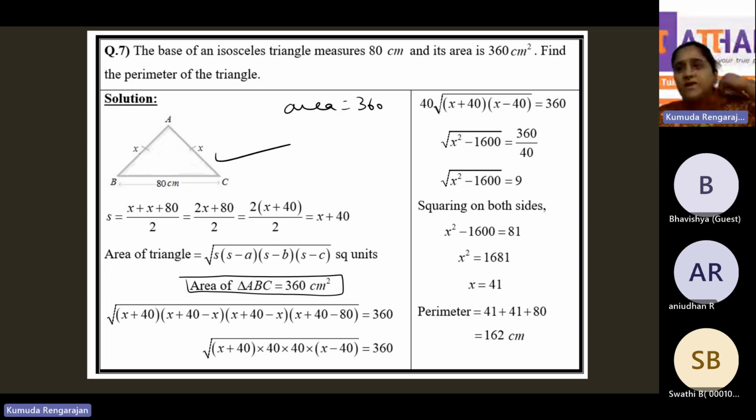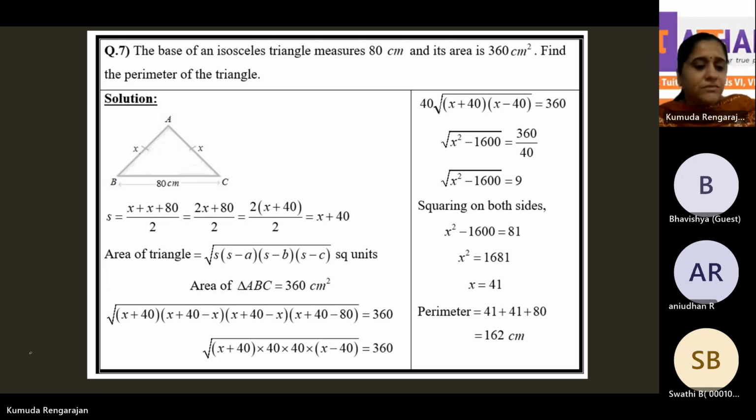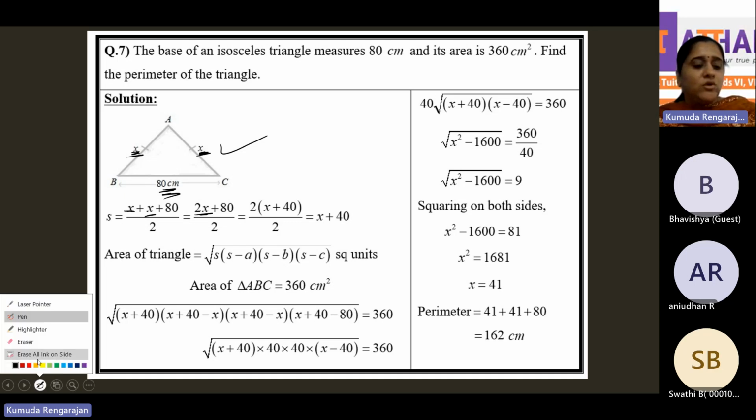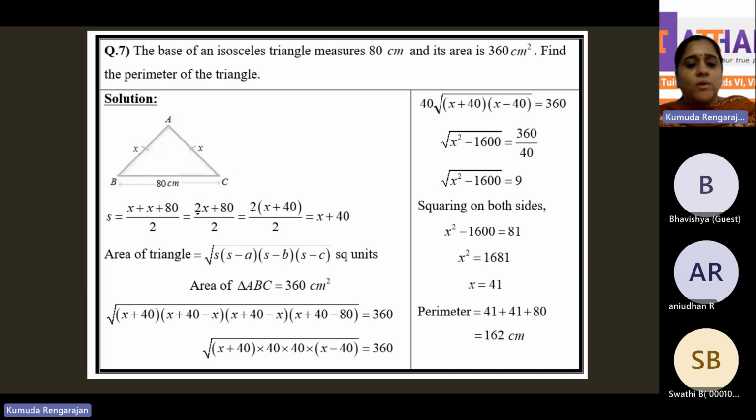So for that you should find s, right? Okay, so this is the diagram. Find s. So s will be x plus x plus 80. Add all the three sides, divided by 2. That's the semi-perimeter. Find the sum of the three sides and divide by 2. x plus x is 2x plus 80, by 2. Whenever there's something common, you should take out the common factors. So 2 is common. 2 into x is 2x, and 2 into 40 is 80.